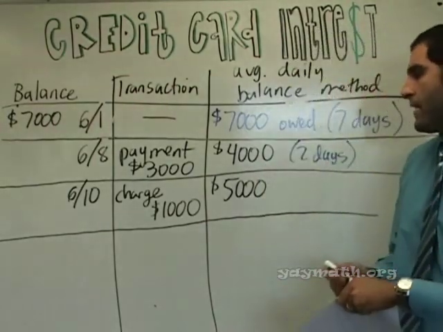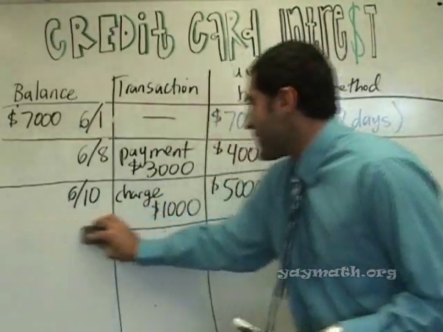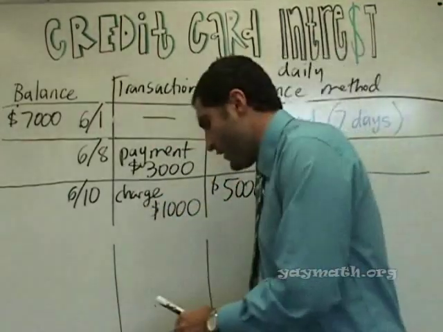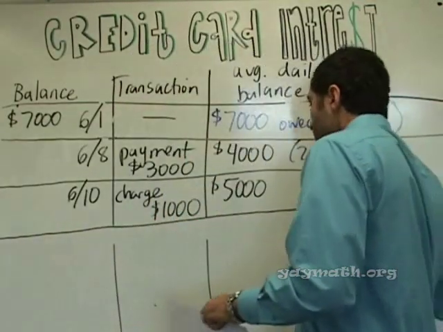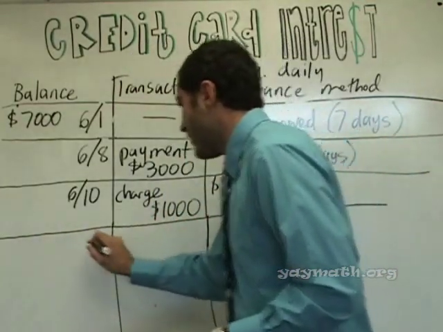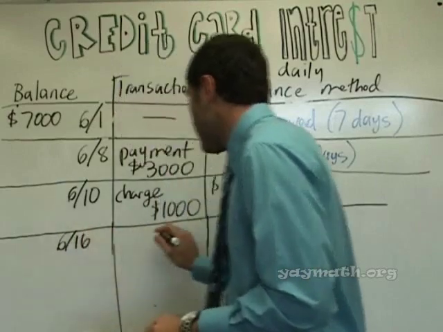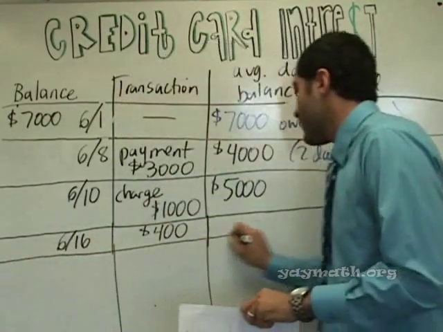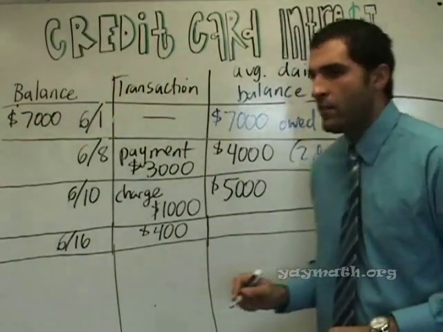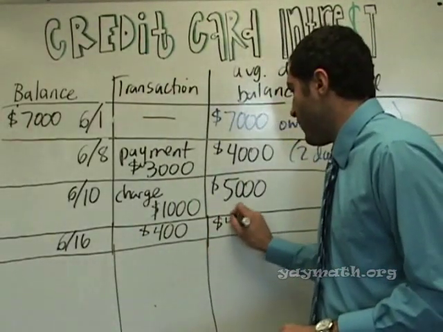Okay, next transaction. What day was it on? The 16th. How much was it for? 400. June 16th, also charged for 400 bucks. How much do we owe now? $5,400.